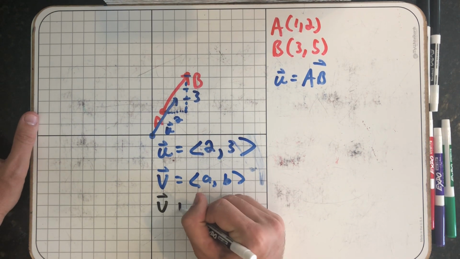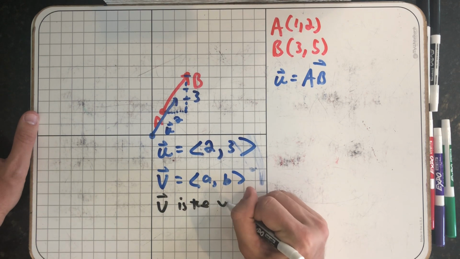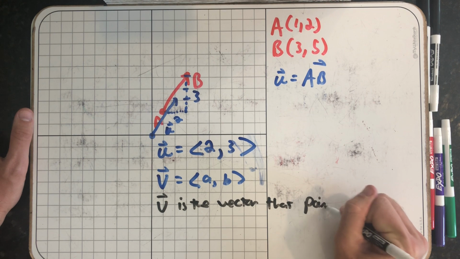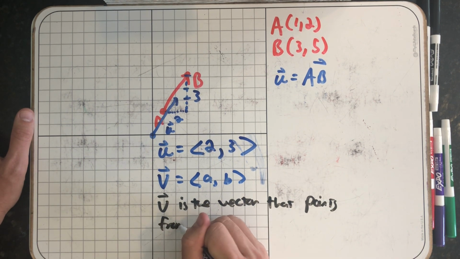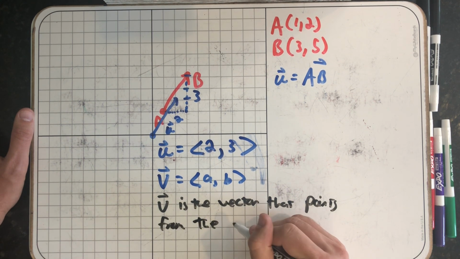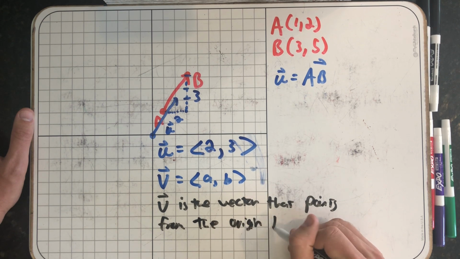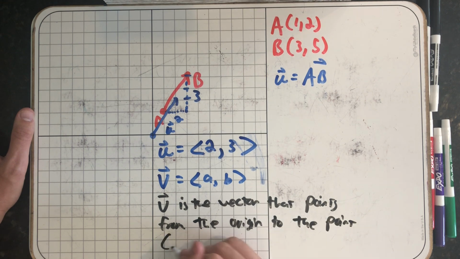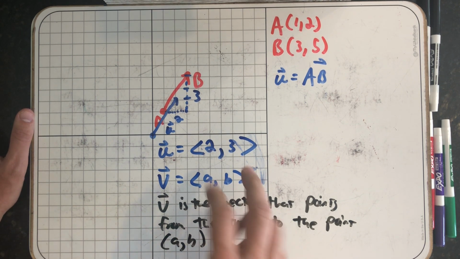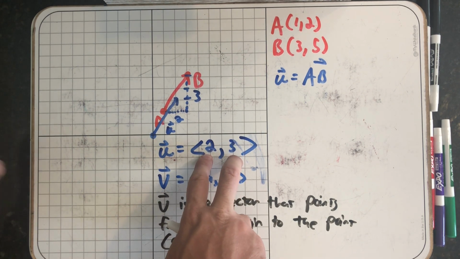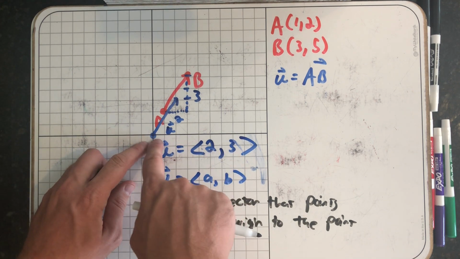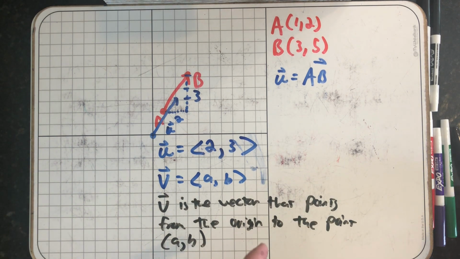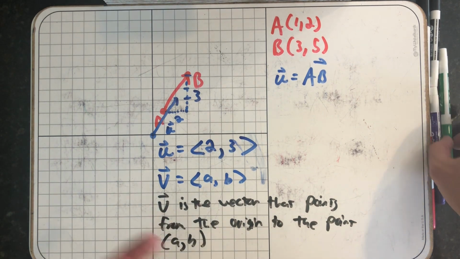So v is the vector that points from the origin to the point (a, b). So when I write 2, 3 in angle brackets, I mean a vector that points from the origin to the point (2, 3). And what's nice is that is equal to any other vector I would build the same way.